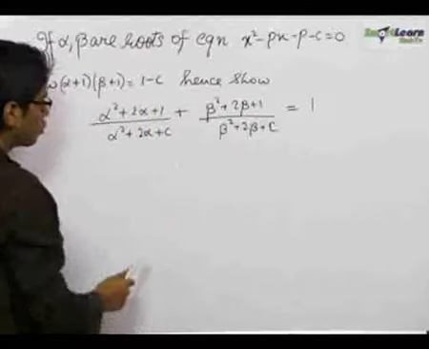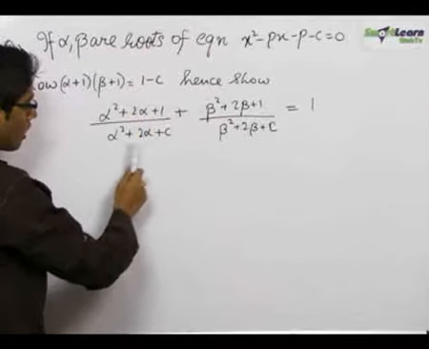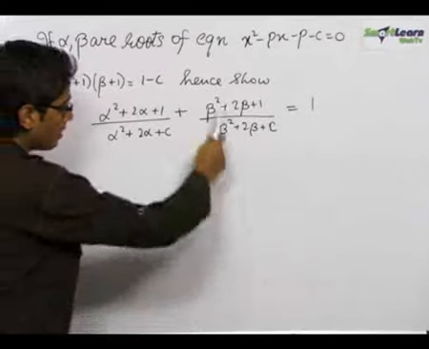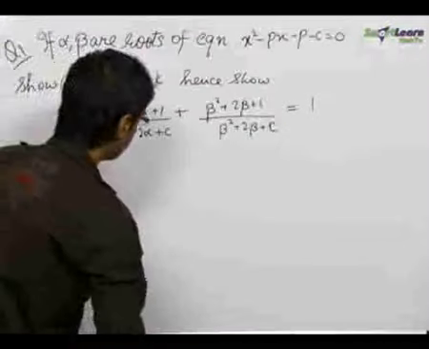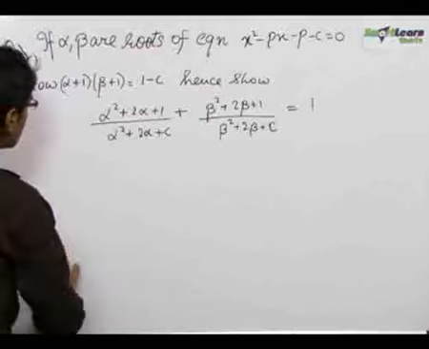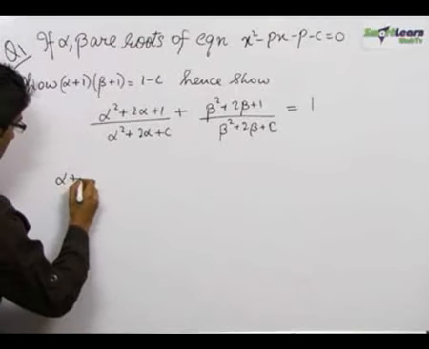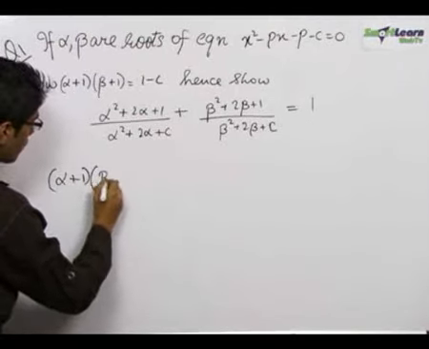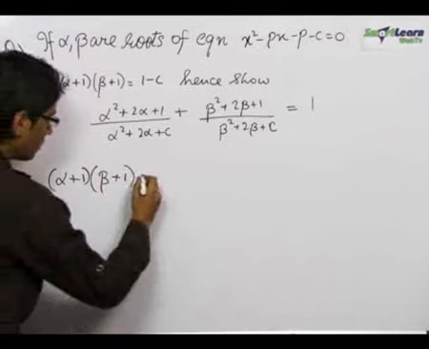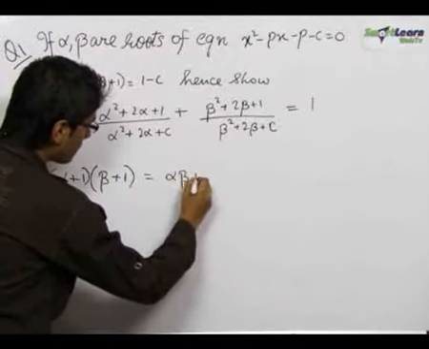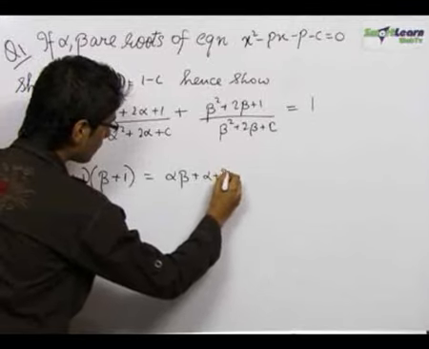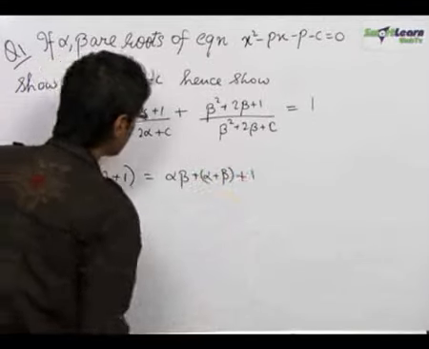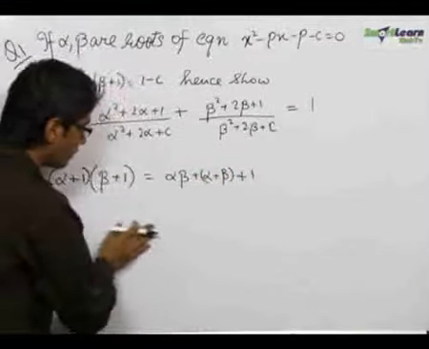and hence we would need to show that (alpha plus 1) whole square upon alpha square plus 2 alpha plus c, plus this term, equals 1. Our first part of the question is a pretty simple part. We just need to show that (alpha plus 1)(beta plus 1), which will be equal to alpha beta plus alpha plus beta plus 1. We need to find the value of this term.